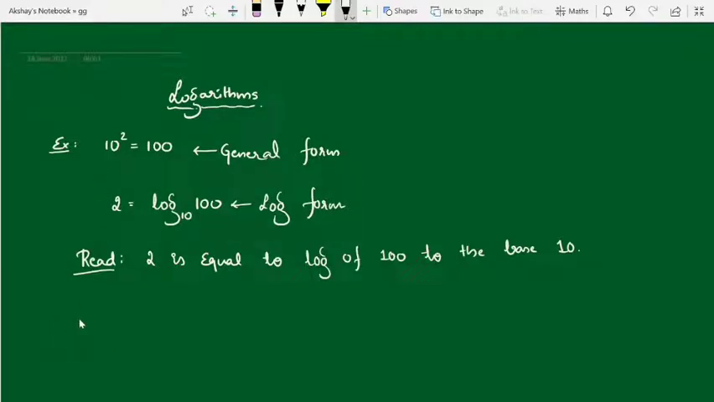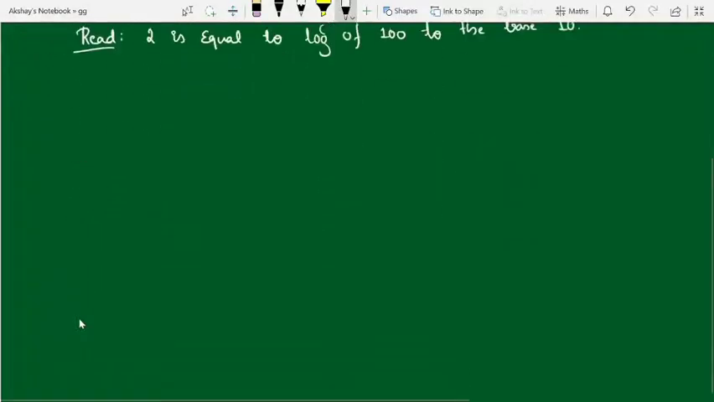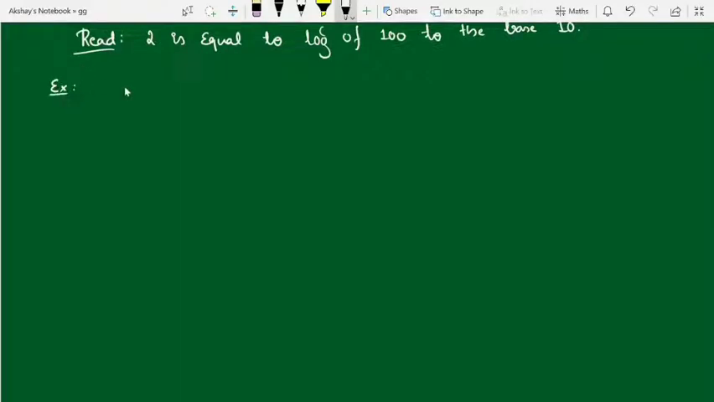So shall we consider the general case? Shall I go to the next page over here? Yes. So listen. General case. If a power x is equal to n, which form can I call this? Very good. General format. In general form we can write it as a power x is equal to n.